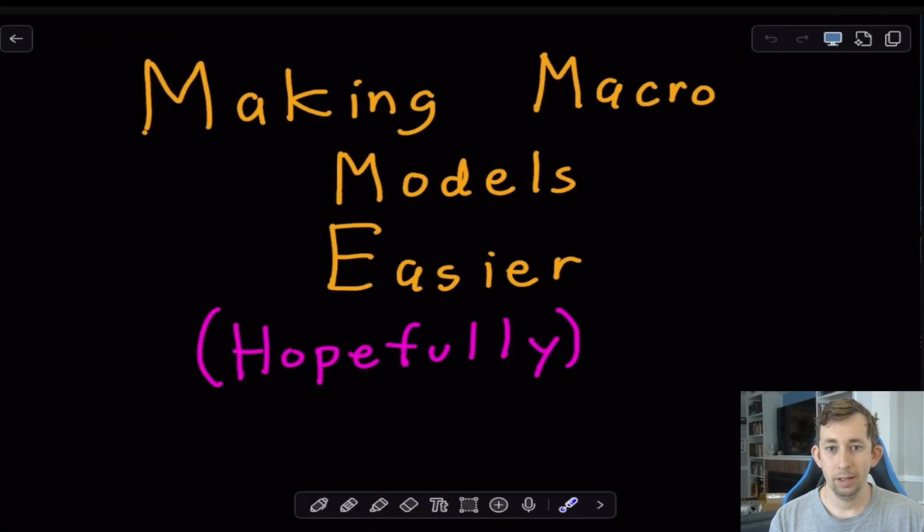Today I want to start a new series called Making Macroeconomic Models Easier, where I hopefully try and make some of these models that you see in an intermediate macroeconomics class a little easier to understand, a little more intuitive.